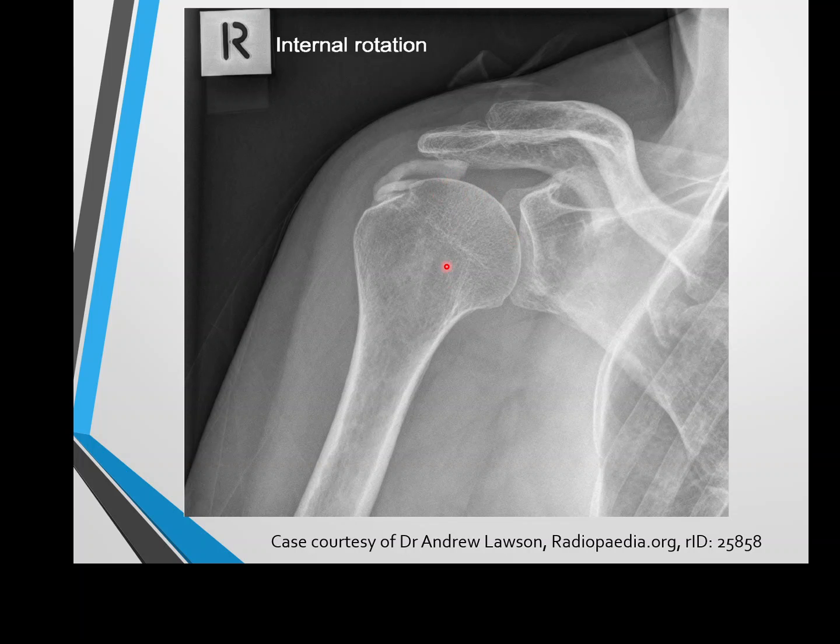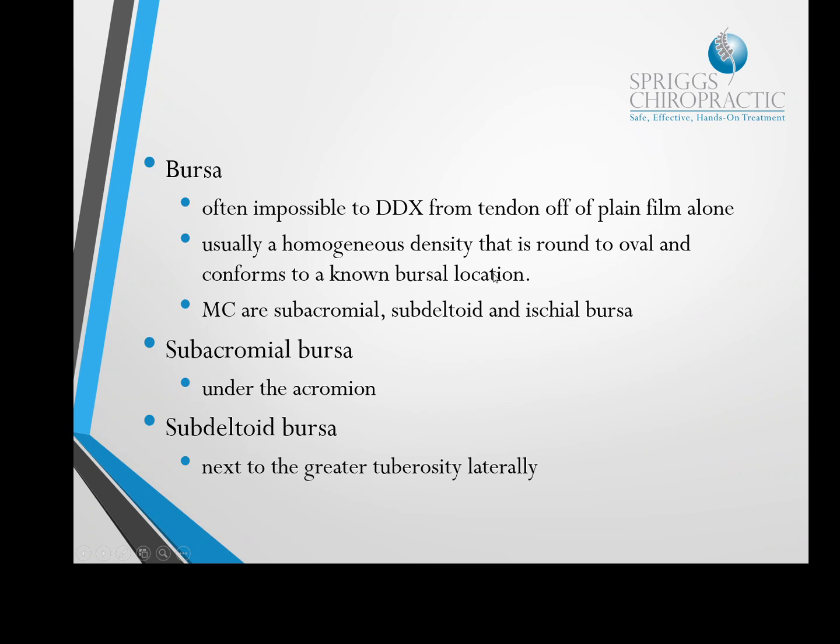Ultimately as well, somewhere in here you're going to have the long head of the biceps insertion as well. So again, it's just going to get in the way. It's going to cause big problems with these patients, especially when it's this severe. As I said, it can affect the bursa. It's almost impossible to differentially diagnose from a tendon off an X-ray in particular, because again, it's usually homogeneous density, round or oval, ovoid in its shape, and it's going to be somewhere around the bursal location.